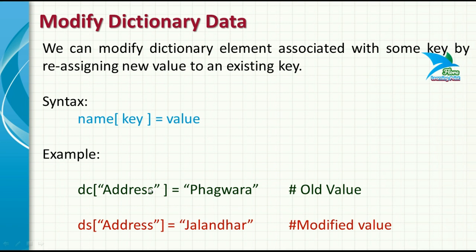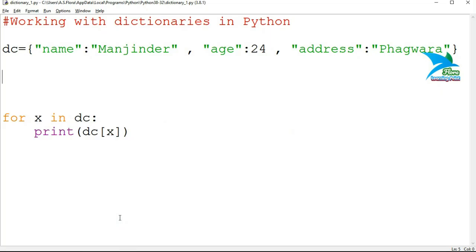For example, the previous address value is Fagwada, and if you want to modify the address inside the dictionary, then you have to assign a new value to it by using the same key. So let's demonstrate.